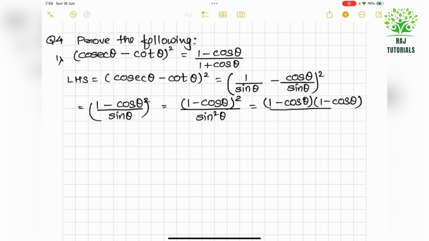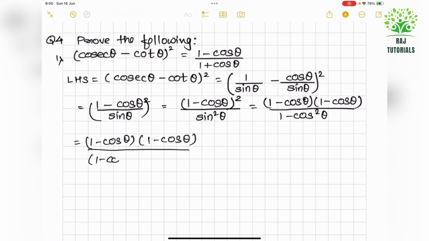So if I write (1 minus cos theta) whole square as (1 minus cos theta) into (1 minus cos theta), sine square theta I can write as 1 minus cos square theta. So this will be (1 minus cos theta) into (1 minus cos theta). Now the lower one is 1 minus cos square theta, so I can say (1 minus cos theta) into (1 plus cos theta). So one bracket gone, so it came to RHS.